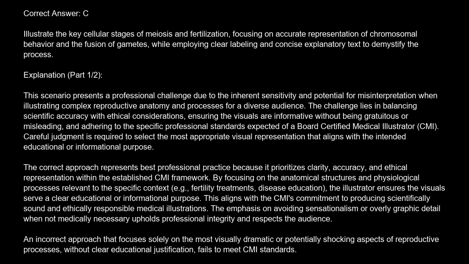The correct approach represents best professional practice because it prioritizes clarity, accuracy, and ethical representation within the established CMI framework. By focusing on the anatomical structures and physiological processes relevant to the specific context, e.g., fertility treatments, disease education, the illustrator ensures the visuals serve a clear educational or informational purpose. This aligns with the CMI's commitment to producing scientifically sound and ethically responsible medical illustrations. The emphasis on avoiding sensationalism or overly graphic detail when not medically necessary upholds professional integrity and respects the audience.